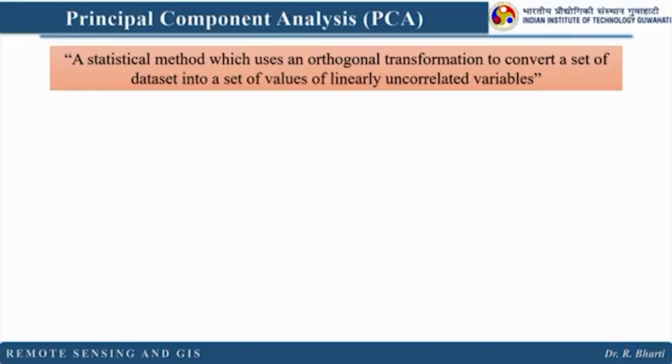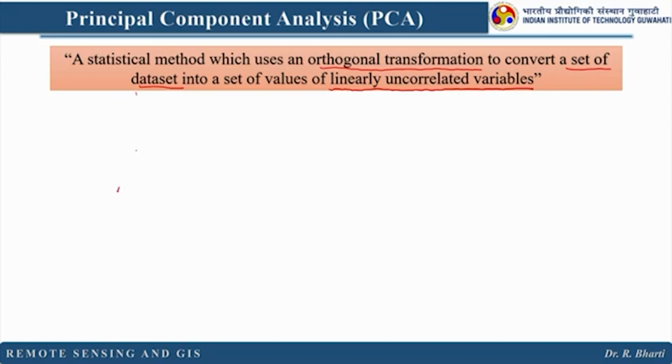It is a statistical method which uses an orthogonal transformation to convert a set of data sets into a set of values of linearly uncorrelated variables. So here it says it is an orthogonal transformation on a set of data sets, and the results will be linearly uncorrelated variables. It is very important to first understand what we mean by a set of data sets here in terms of remote sensing.